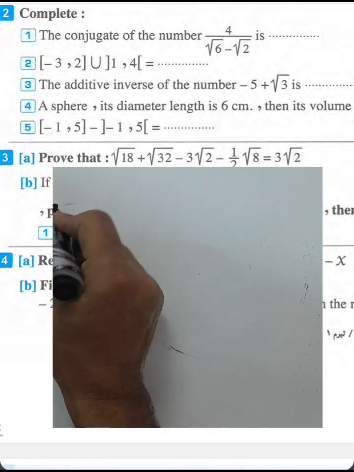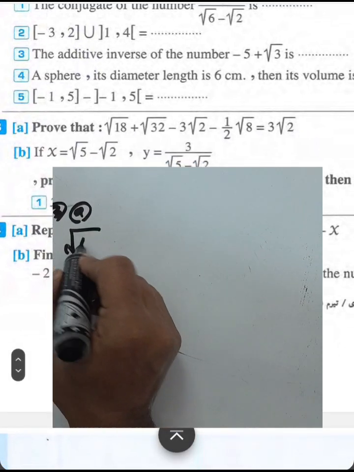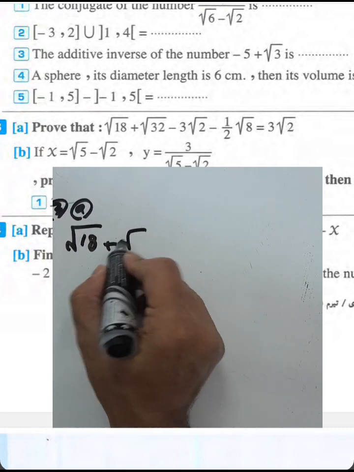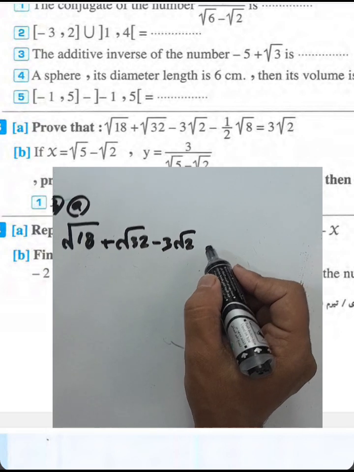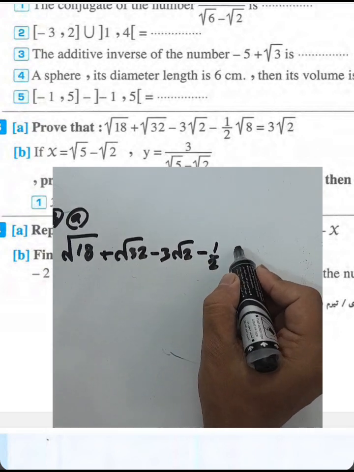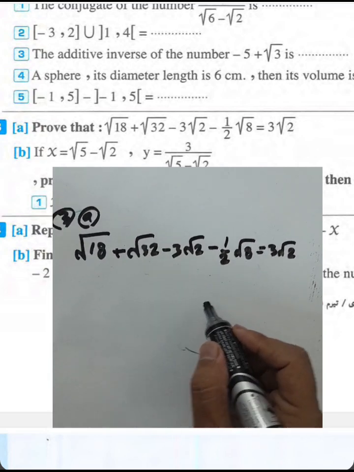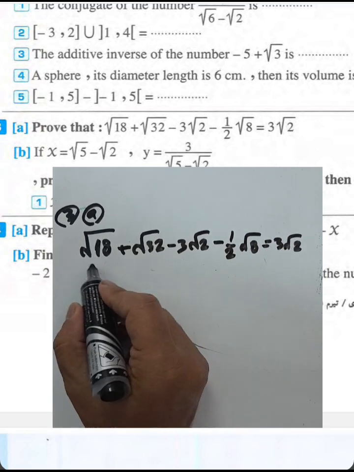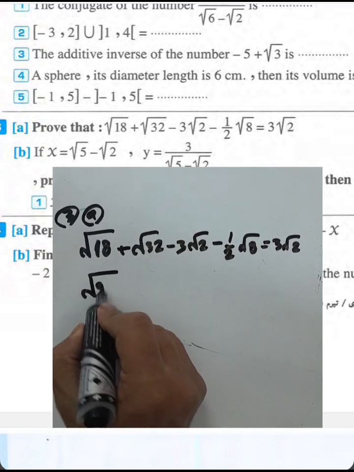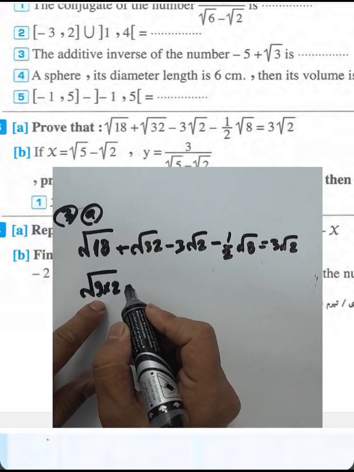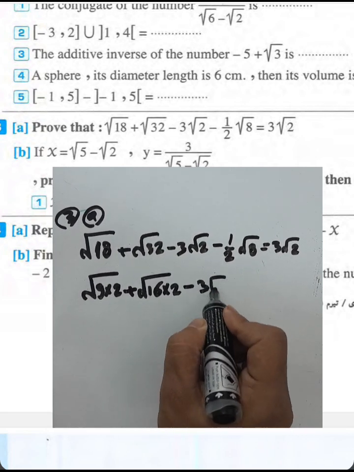Question number 3, letter A. Prove that left hand side equals right hand side. We have square root of 18 plus square root of 32, subtract 3 root 2, subtract half root 8. We must prove that the left hand side equals the right hand side, equal 3 root 2. Then we have square root of 18. We know 18 equals 9 times 2. Then we can write 9 times 2, because square root of 9 is 3, and 32 is 16 times 2, and here 3 root 2.